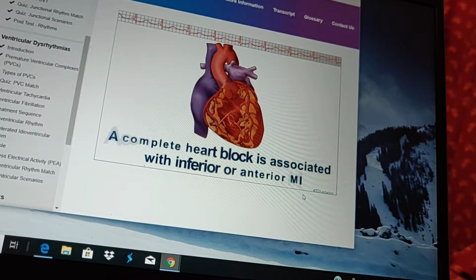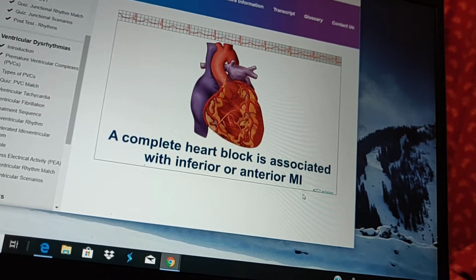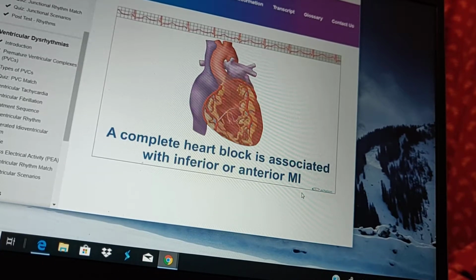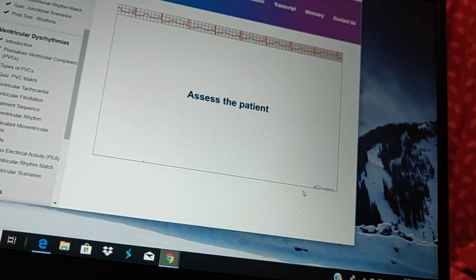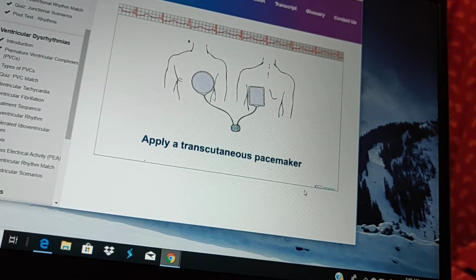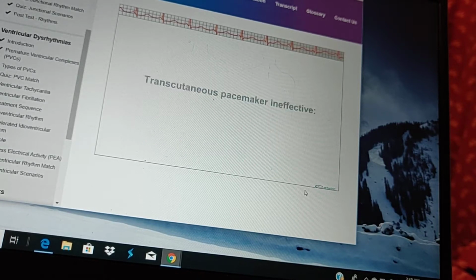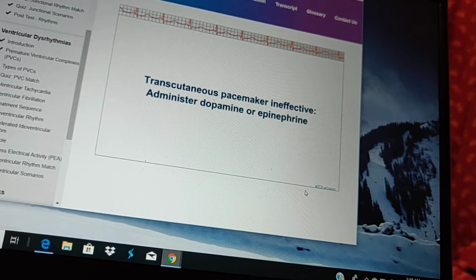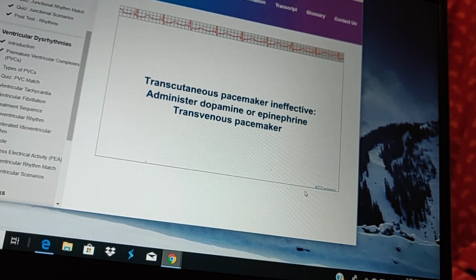A complete heart block at either the AV or BB level is associated with inferior or anterior myocardial infarction. To begin treatment, assess the patient and apply a transcutaneous pacemaker. If the transcutaneous pacemaker is ineffective, administer a dopamine or epinephrine infusion to support blood pressure until a transvenous pacemaker can be inserted.